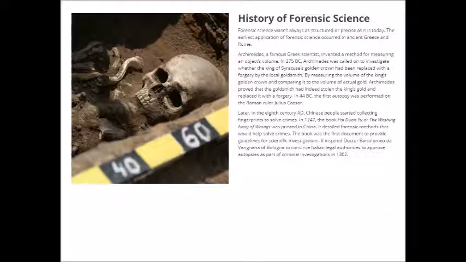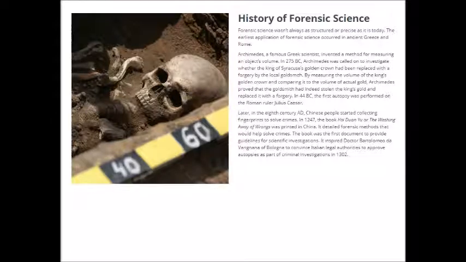We can go all the way back to 275 BC. That's 300 years before Christ. And a guy named Archimedes invented a method for measuring an object's volume. All right. Then he was called on to investigate whether the king of Syracuse's golden crown had been replaced with a forgery by the local goldsmith.